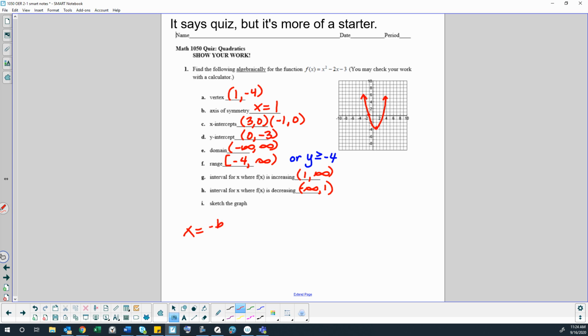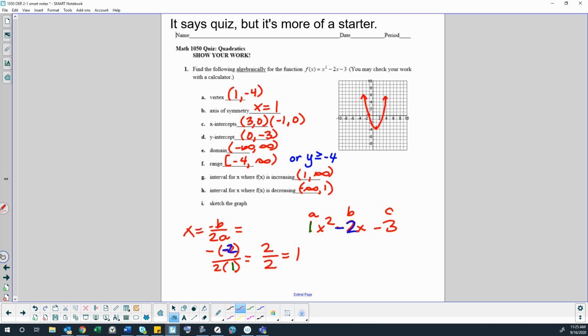x equals -b/2a. So here's our equation, 1x squared, that's a, minus 2x, that's b, minus 3, that's c. So we do -(-2) over 2 times 1. I'm just plugging in the 1 for a and the -2 for b. So now I simplify that and I get +2 divided by +2, which is 1. So there's the x value of my vertex.